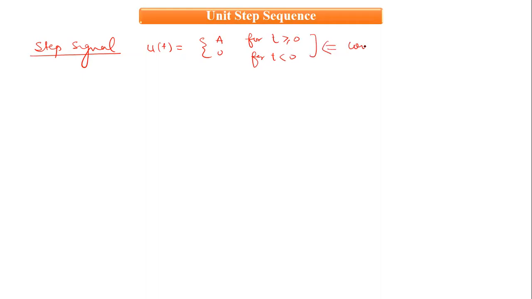Now, the second is the unit step sequence. So, what is a signal basically? If we have a step signal, let us say u(t), which is equal to some value a for time t greater than or equal to 0 and 0 for t less than 0, right? So this is for continuous time.